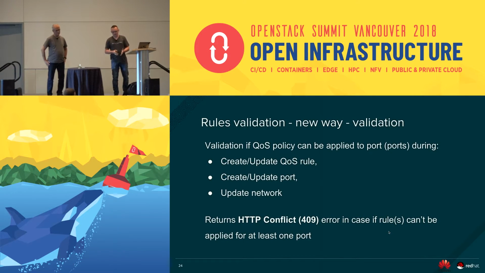Together with that, we did this validation. So now every create or update rule call to the API, or create or update port, or update network when you want to attach a QoS policy to this network, will be validated. And if you want to attach a policy with rules which are not supported by the driver which bound the port, then you will get an HTTP conflict error response, and you will see from the API that you cannot use this QoS policy and rules with specific ports.